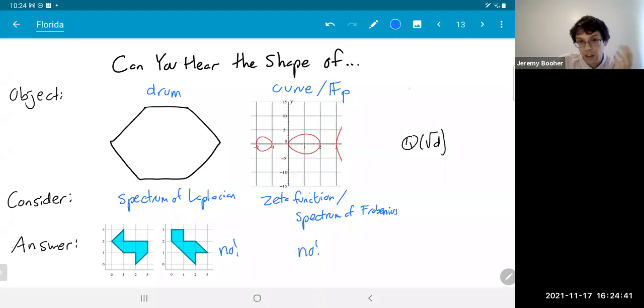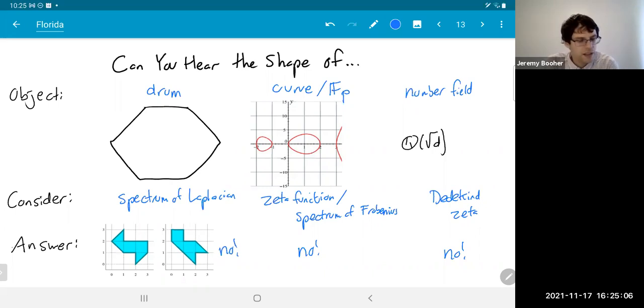And then there's an analogous question for number fields. Of course, this is, can you hear the shape of a number field? Maybe your number field is Q adjoin the square root of d, for example. You look at the Dedekind zeta function, and as Gassmann showed, no, you can't. Of course, the number fields are still similar, but they're not necessarily the same.